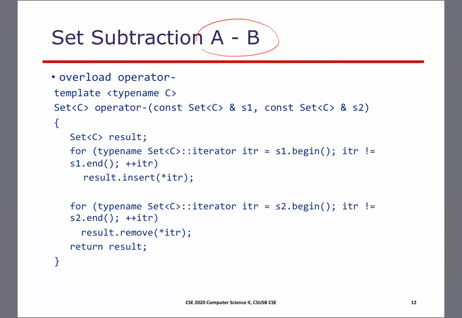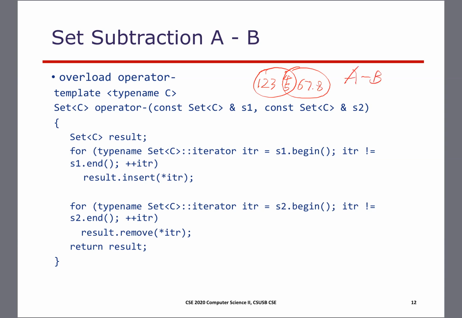A minus B means the difference between A and B. If we have A is 1, 2, 3, 4, 5, and B is 4, 5, 6, 7, 8, so what is A minus B?